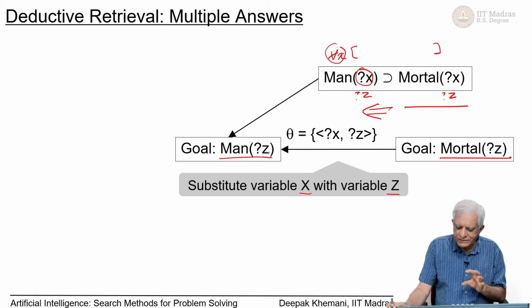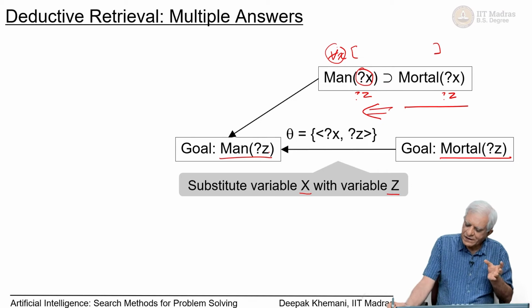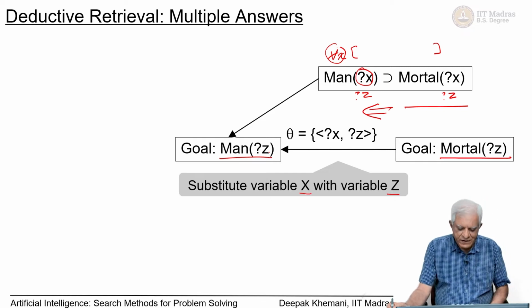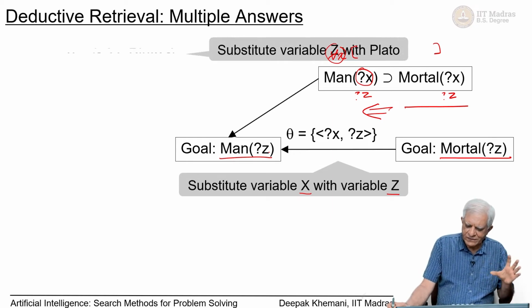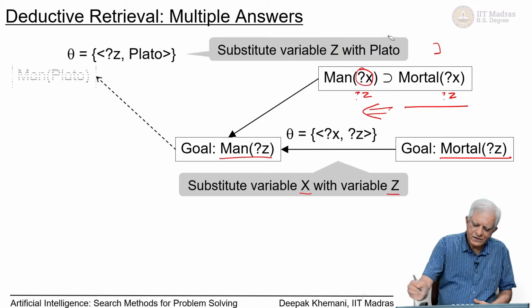So, what have we done? We have started with this goal saying that is there a Z which is mortal, and we have converted it into a subgoal, a query, that is there a Z which is a man. And now, as I said, that is available in your database already. These are the set of facts given to you, or the knowledge base given to you.